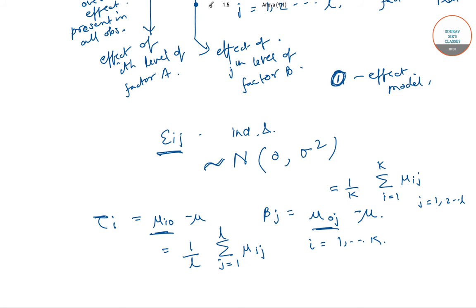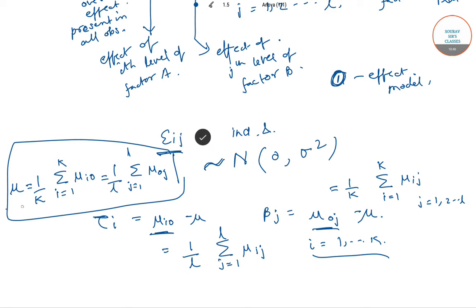So we have mu i naught equal to 1 by L summation j runs from 1 to L mu ij, where i runs from 1 to k, and mu naught j equal to 1 by k into summation i runs from 1 to k mu ij, where j runs from 1 to L. And our mu is either equal to 1 by k summation i runs from 1 to k mu i naught, or equal to 1 by L summation j runs from 1 to L mu naught j.